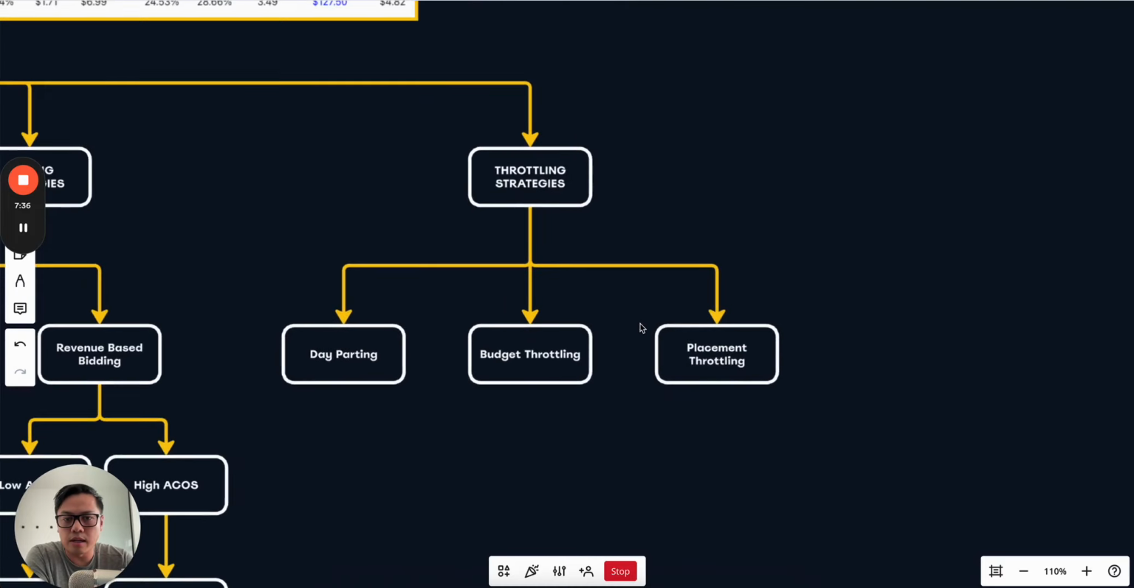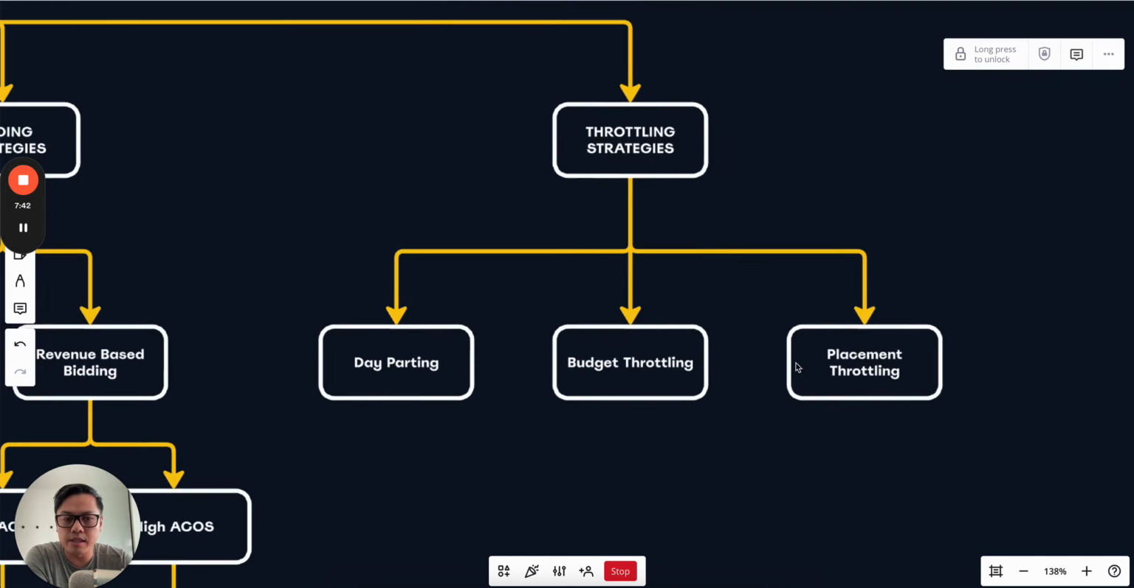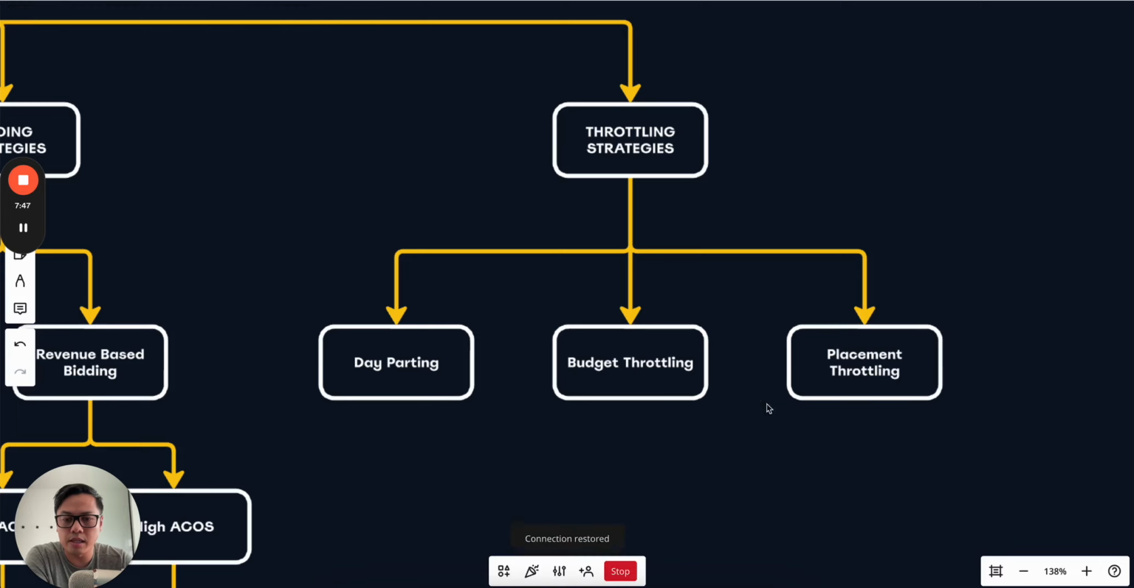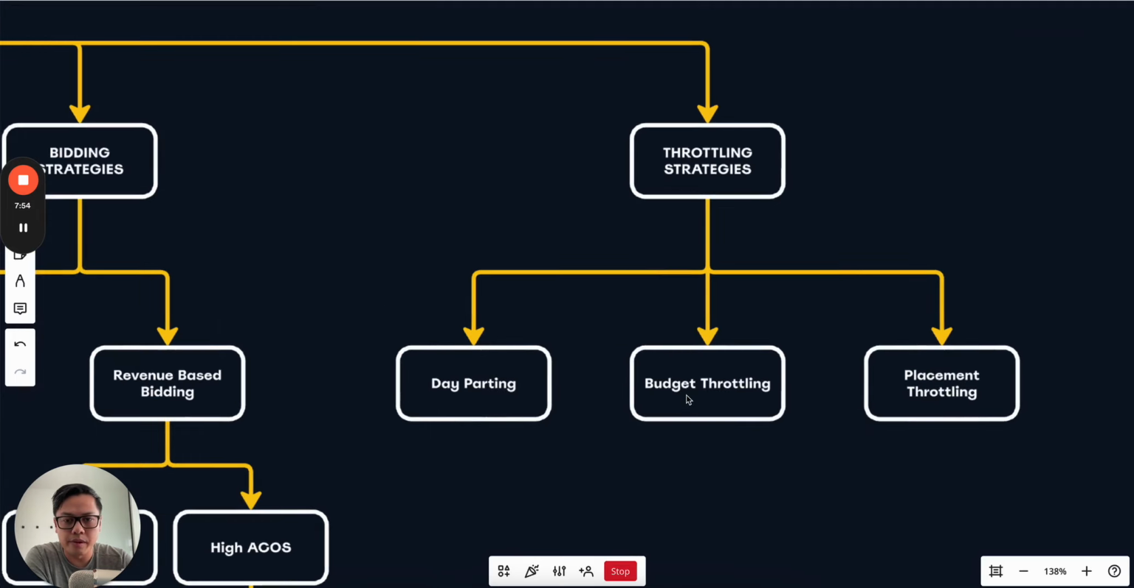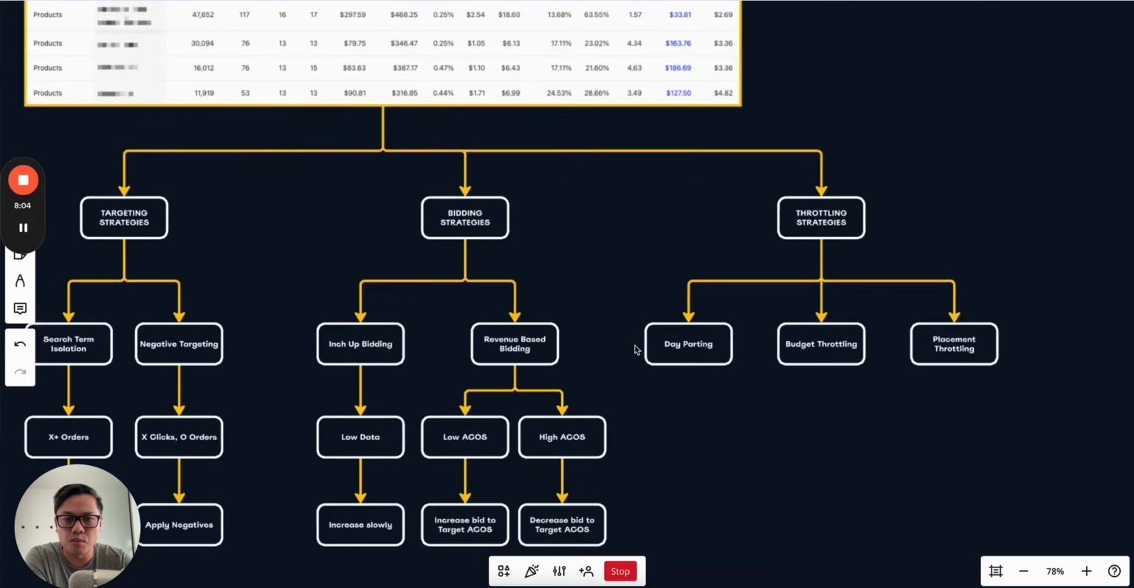And then you have throttling. So that comes down to day parting, budget throttling, and placement throttling. So I would say placement throttling is more advanced. I probably won't go through that here. Budget throttling can be useful, so we'll revisit that. And then day parting doesn't necessarily apply too much to the search term analysis, but I just thought I'd throw that in there as that is one of the levers.